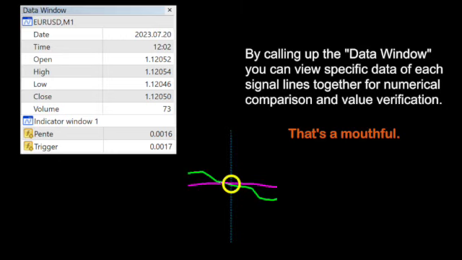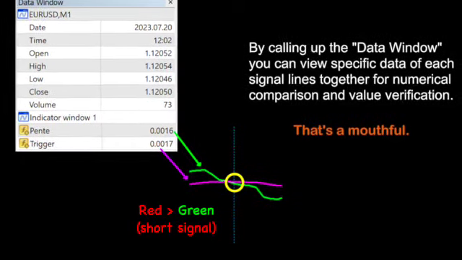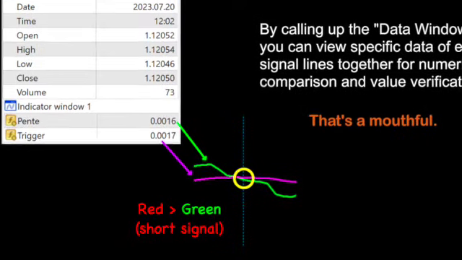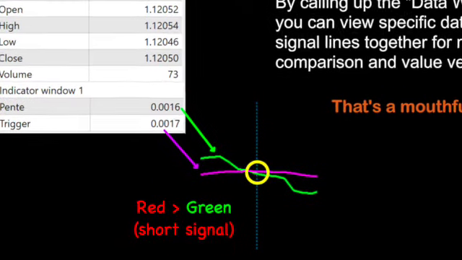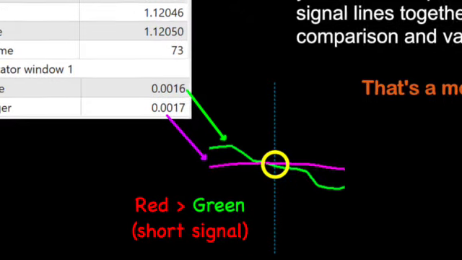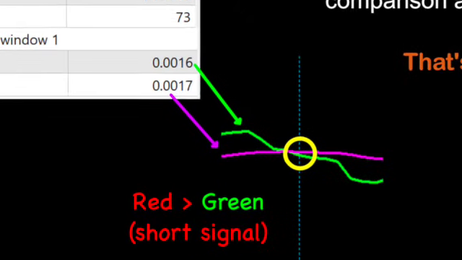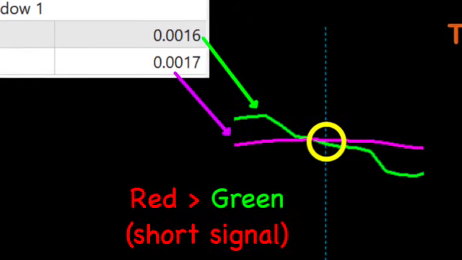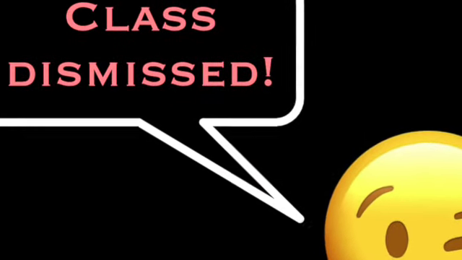Here, we'll identify where the cross and close is located by drawing a vertical line and identify which value goes with which line. Using simple comparative analysis, we can see that the red line value is greater than the green line value, indicating that red is over green, confirming a short signal. And that concludes the teachable moment. Let's continue on with the short signal.